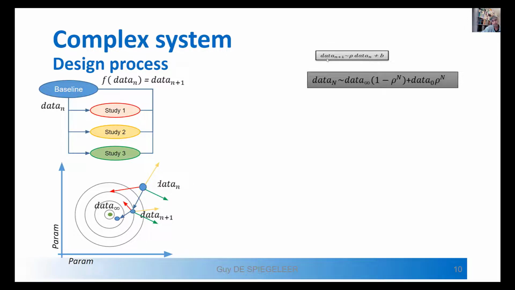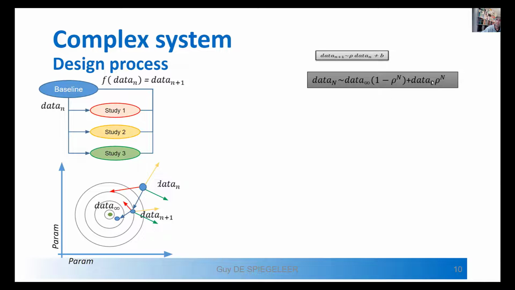And what is interesting, just doing the approximation of this suite, I've got something like this. And this is, of course, not rigorous mathematically, but it gives some very interesting knowledge of what we're currently doing. Data n, this is what you've got at the end of your design process. Data infinite, this is the target you would like to reach. And rho, this is the coefficient here that represents the evolution of your data.